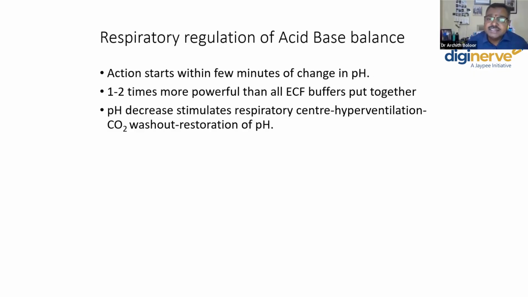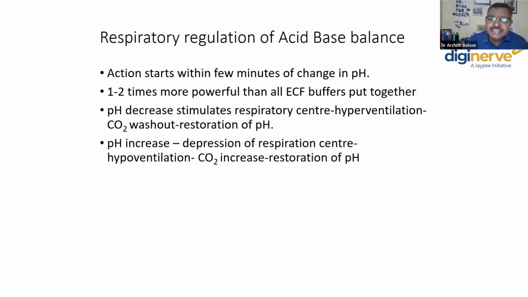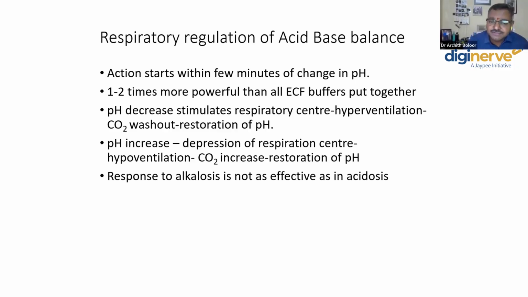Whenever the pH decreases, the respiratory center gets stimulated and hyperventilation happens, resulting in a carbon dioxide washout, restoring the pH. This happens very rapidly. And whenever the pH increases, there is a depression of the respiratory center, resulting in hypoventilation, and the carbon dioxide builds up, and that's how the restoration of the pH happens. This respiratory regulation happens within minutes, and it is very strong compared to the other systems that we have.